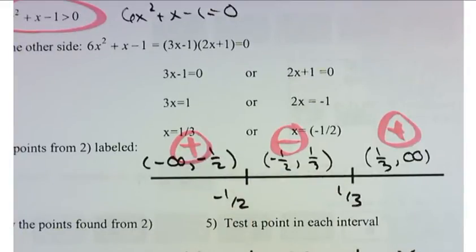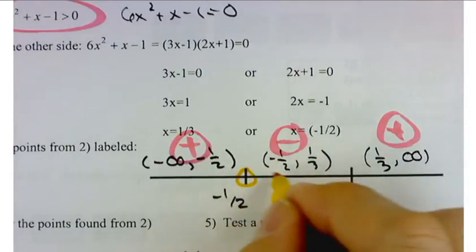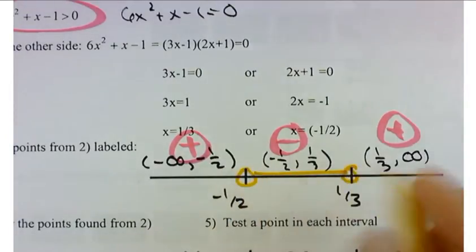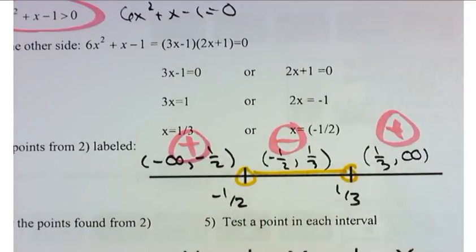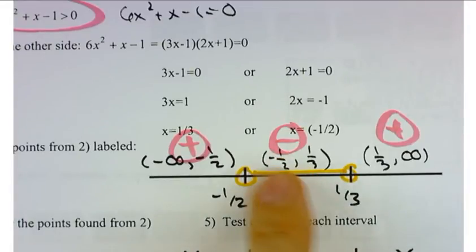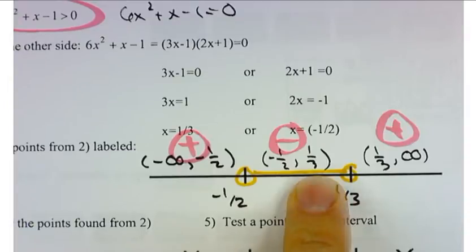Now it's not just listing those 2 points. It's everything between there. So really, what it's saying is it's everything here, not including the endpoints, but in the interval. Just like I wrote it here, negative 1/2 to 1/3 in parentheses. Okay.